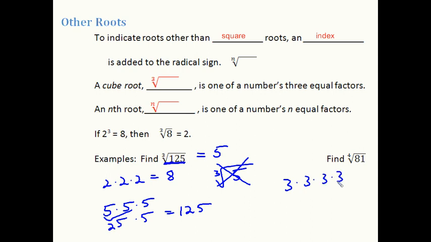And I don't have to multiply right across. The easiest way is probably to think 3 times 3 is 9, and then another 3 times 3 is 9, and we know 9 times 9 is 81. So the answer to this is 3.